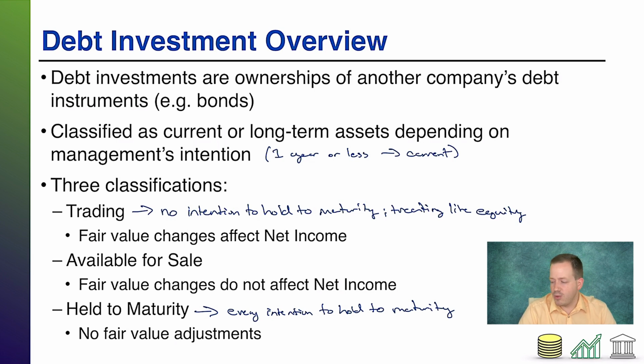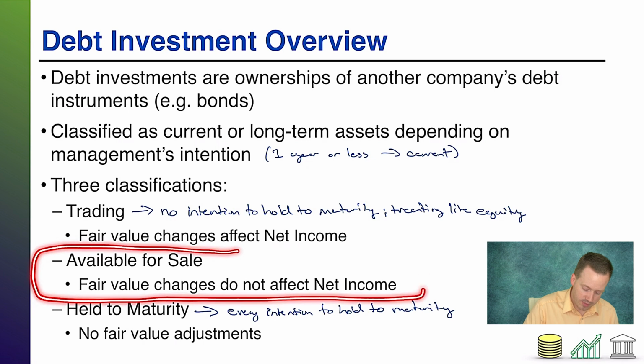So you might be thinking, why are all these different accounting treatments? Well, it's because it makes sense based on the intent, right? If something is treated like equity, account for it like equity. If something is going to be treated like it has a predetermined payout, then account for it like it has a predetermined payout. Where things get really hazy is in the middle.